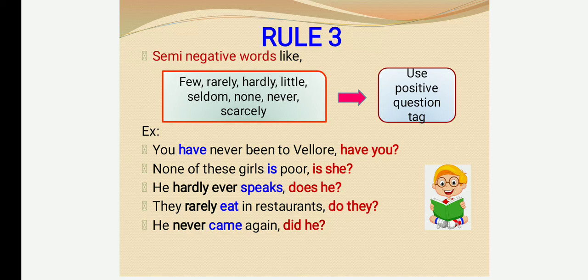We have never been to Velu. What is the question tag that we have to write for it? Have you. None is a negative word. So we have the helping verb is, so we write is she. By removing the not, we wrote the positive question tag.